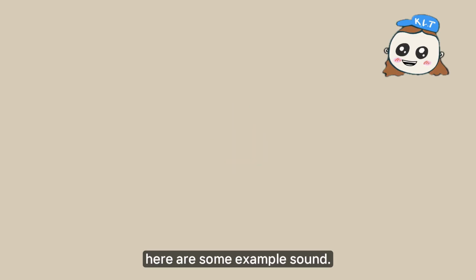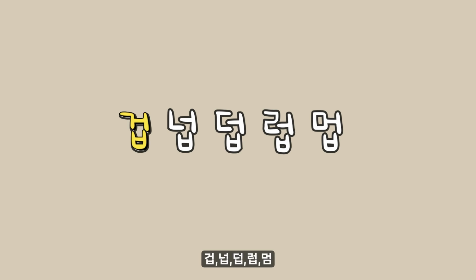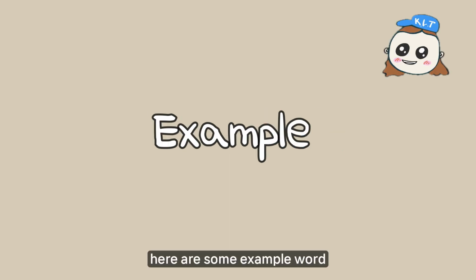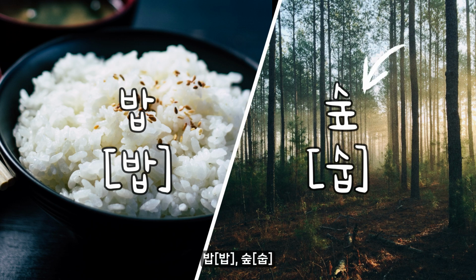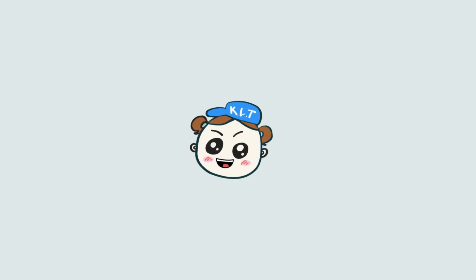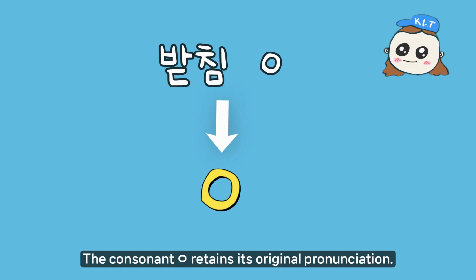Here are some example sounds. 컵, 넙, 덥, 럽, 몹. Here are some example words. 밥, 숲. The consonant 이응 retains its original pronunciation.